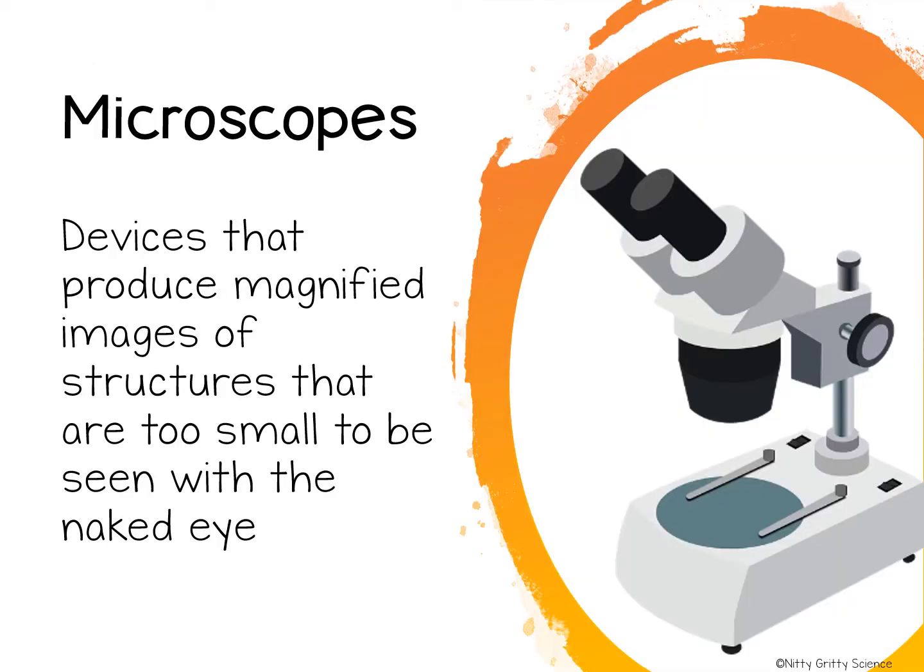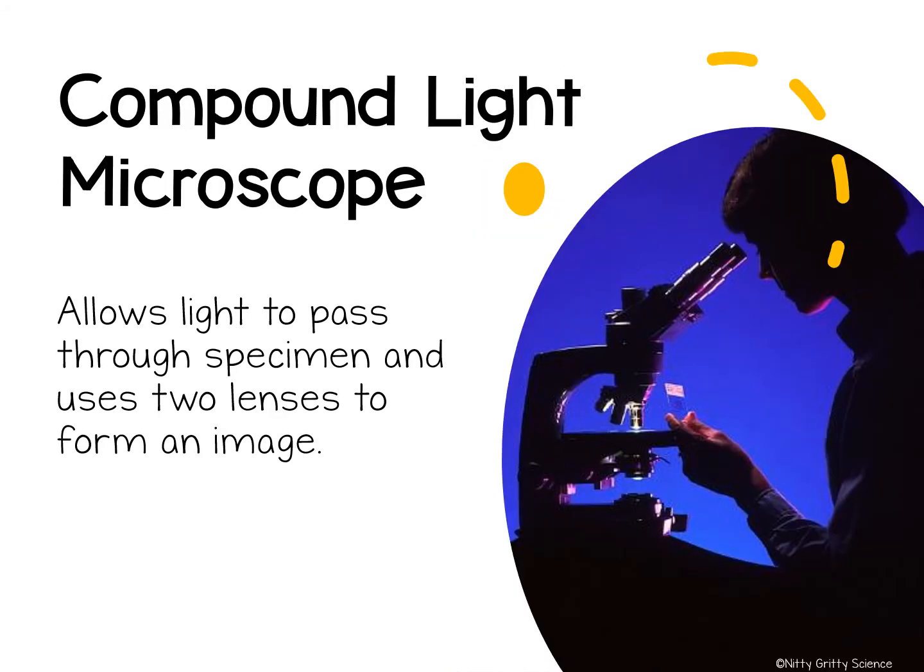A helpful tool when studying life is a microscope. Microscopes magnify objects and help produce images that are too small to be seen with the naked eye. You will become familiar with a compound light microscope. A compound light microscope allows light to pass through a specimen and then is able to be magnified by using two lenses in the microscope.